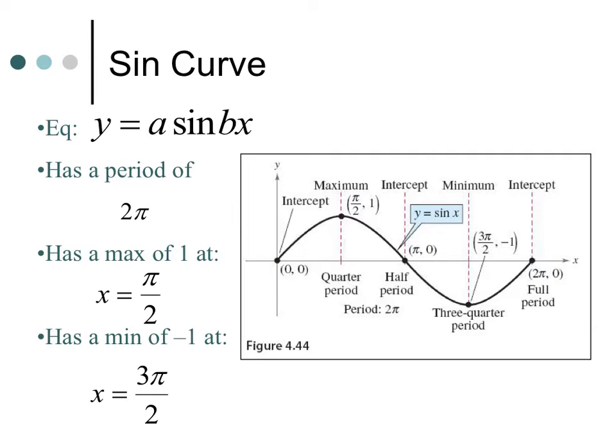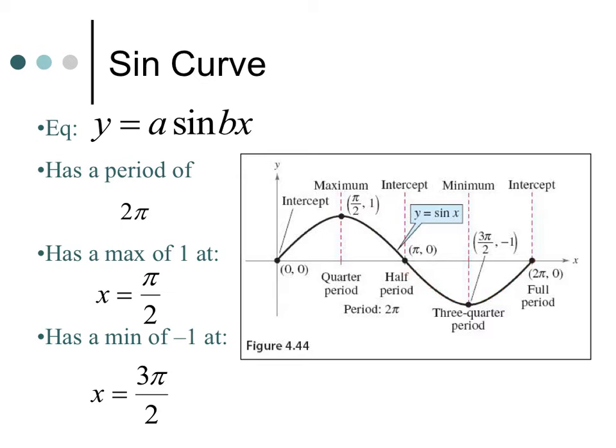The next thing we want to note is that the sine curve has one max and one min. The first maximum occurs at a value of pi over 2 and is at a height of 1. The next minimum occurs at a value of 3 pi over 2 and has a value of negative 1. And then we have three intercepts: (0, 0), (pi, 0), and (2 pi, 0). Knowing these 5 points, we can very quickly sketch one period of the sine function.